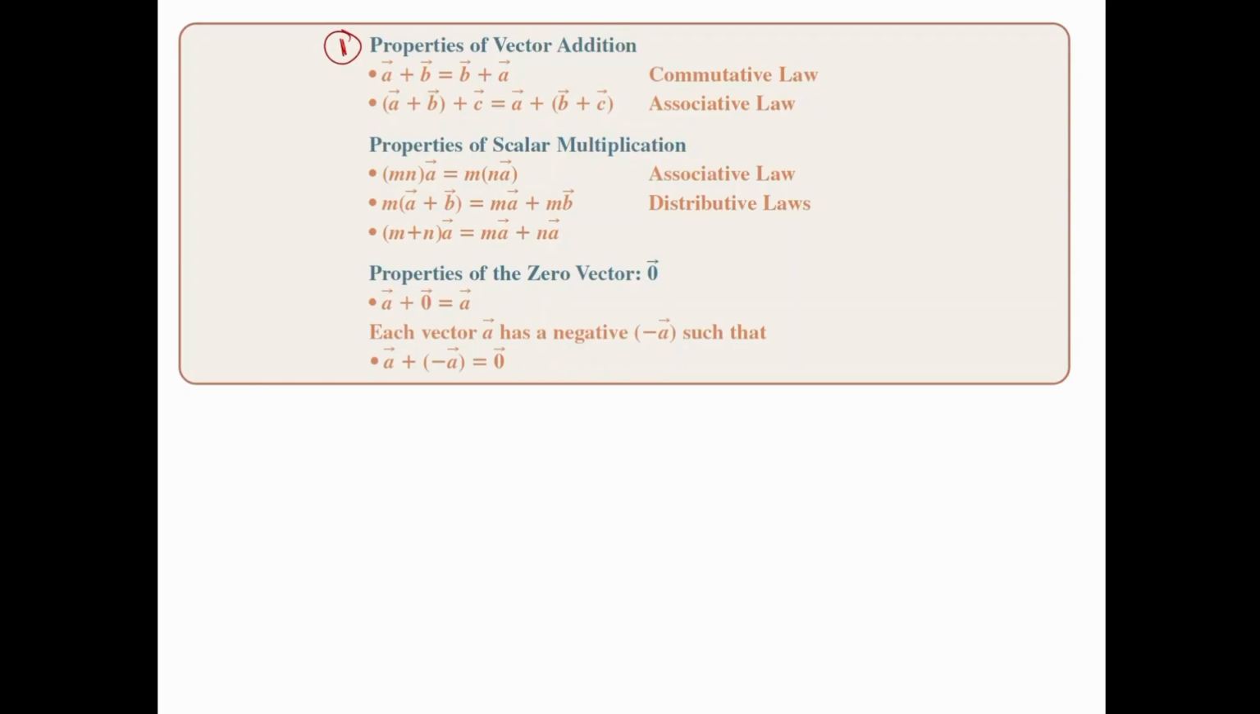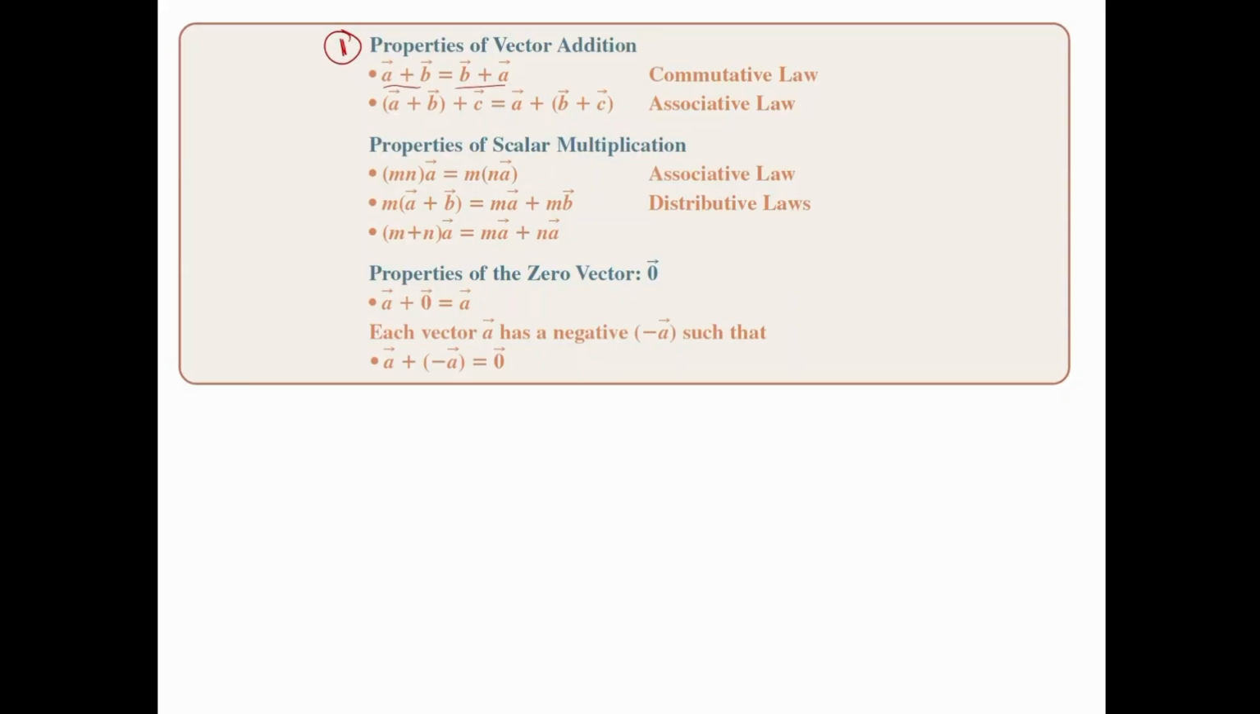If I add vector A to vector B, I get the same result as adding B to A. So if we take a look at this, A plus B is the same as B plus A. If I walk 3 steps east and then 4 steps north, or I walk 4 steps north and 3 steps east, I end up in the same place. The other property of vector addition is the associative law. And this one really tells us that it doesn't matter how you group vectors when adding more than 2 of them.